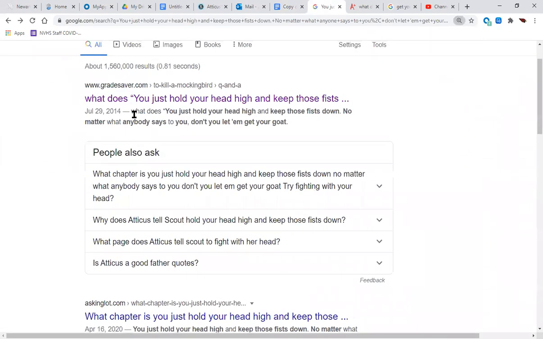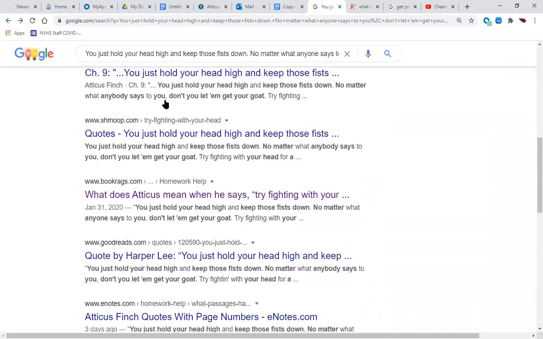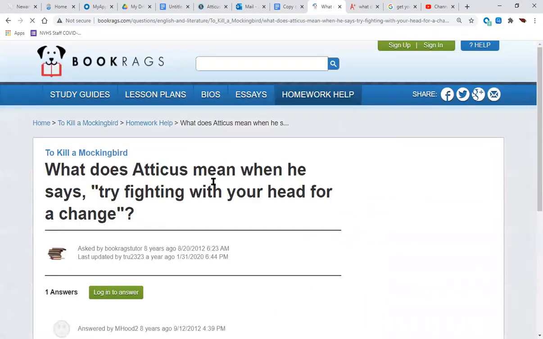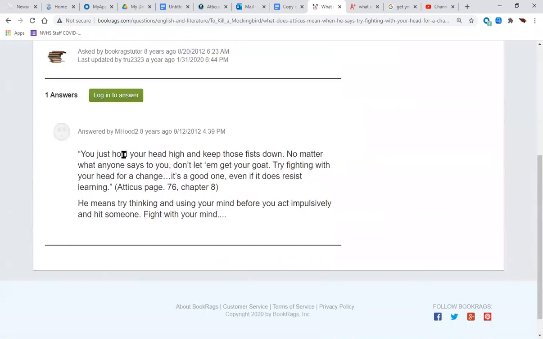Looks like there's a number of, oh, it was this one. Yeah, homework help. Here's the quote essentially. And even though the page number and the chapter is different than ours, I think this person simply writes, he, probably meaning Atticus, he means try thinking using your mind before you act impulsively. I like that word impulsive. That's kind of what she does. She just like throws her fist when she gets mad. And it's this idea of fighting with your mind, which is what lawyers do. And that's what Atticus does. I mean, he fights with his mind.